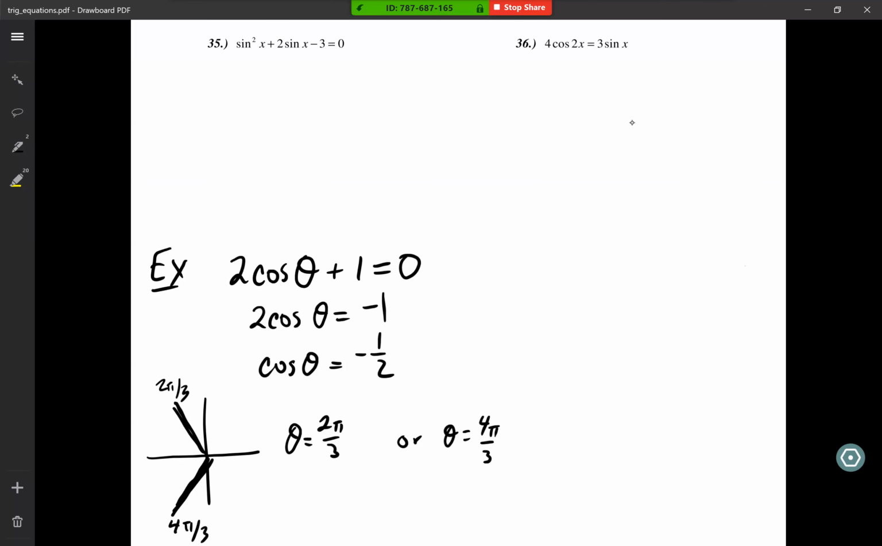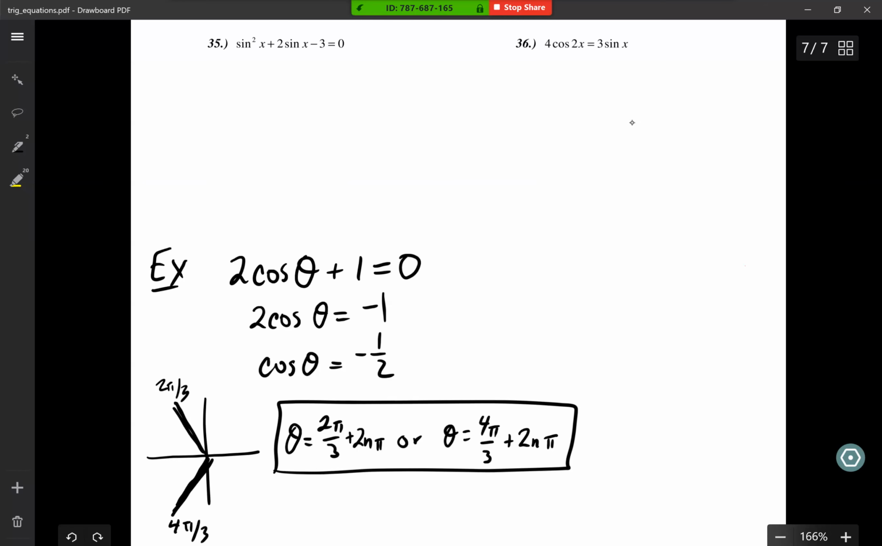And then again, we use the period of the cosine function to write down the general solution. So we'll add in a 2n pi for those. So that would give us our general solution. Questions on that one?